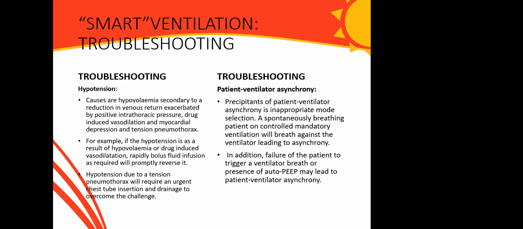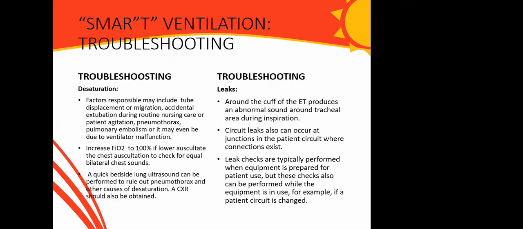Patients who develop PVA, patient-ventilator asynchrony, you want to look at what is causing this, and most of the time it's due to inability or failure of the patient to trigger the ventilator appropriately, or there's increased flow. You want to check what is happening, and a lot of times you may want to change your mode to neurally adjusted ventilatory assist mode, which is better for this patient.